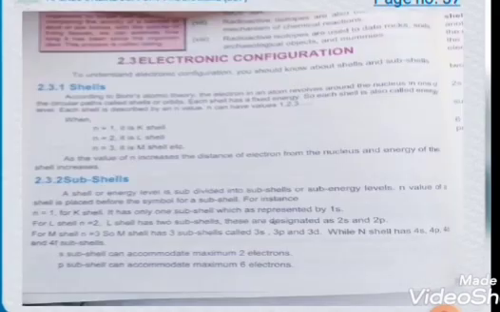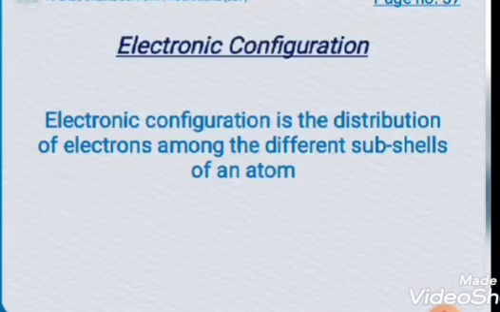Now students, let's start the topic electronic configuration. This is your book, page number 37. Open this page in front of you for better understanding the topic electronic configuration. So students, you all know the definition of electronic configuration. So what is electronic configuration? Electronic configuration is the distribution of electrons among the different subshells of an atom.